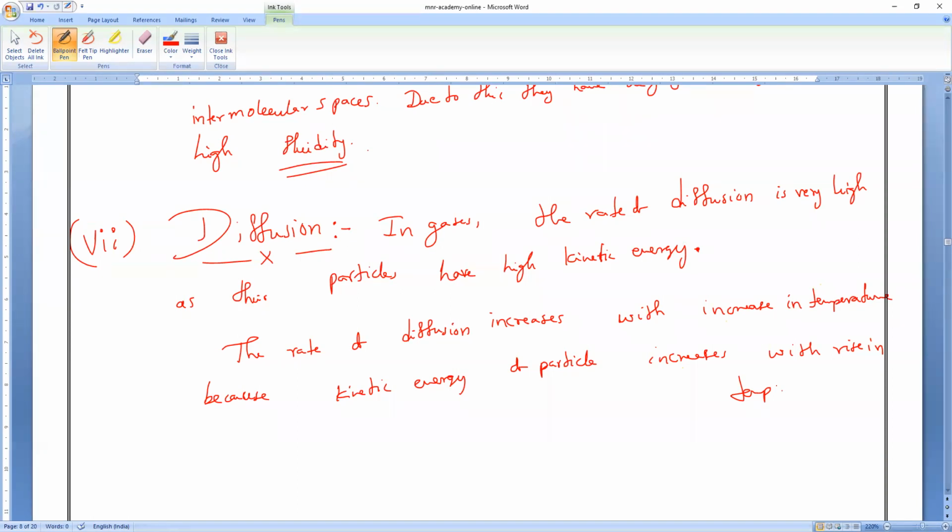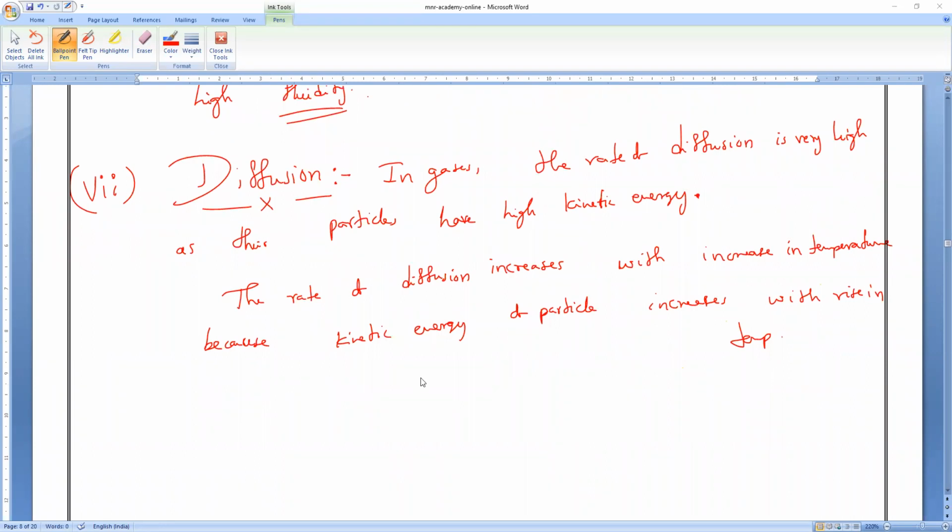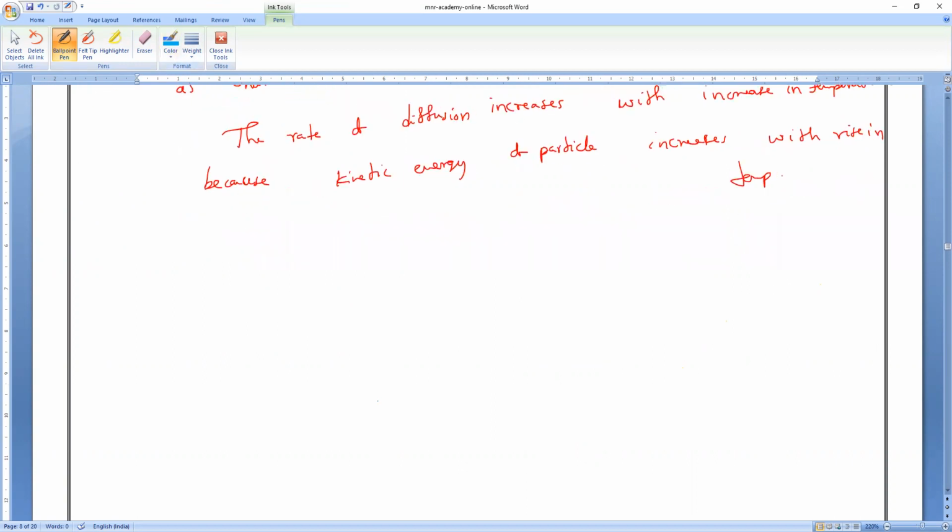Now, from this, observe very carefully solids, liquids, and gases. From solids to liquids, is diffusion increasing or decreasing? Increases. And liquids to gases, increases or decreases? Increases. But density, from solids to liquids, is density decreasing or increasing? Decreasing. And liquids to gases, is density decreasing or increasing?